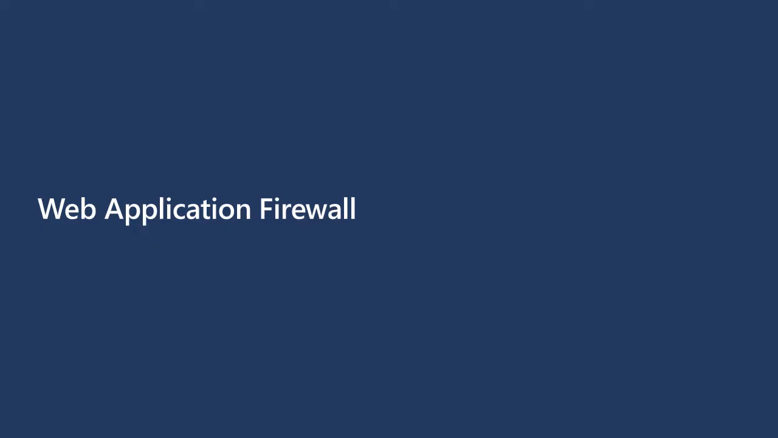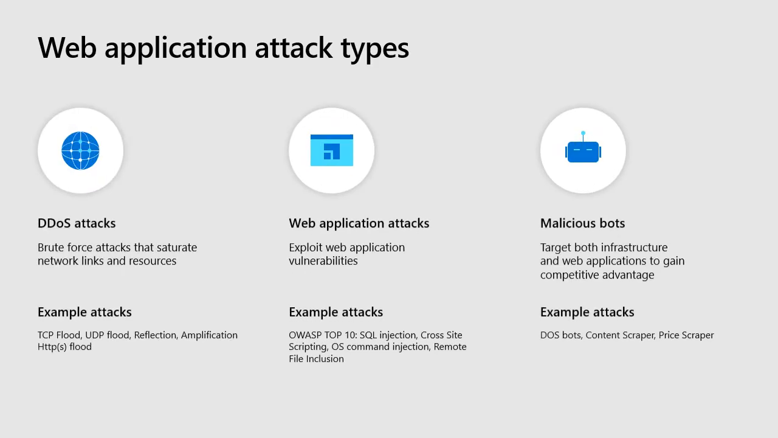Well, let's take a look at one of the components here, which is called the Web Application Firewall, or what we commonly know as WAF. Now, before we talk about WAF, we have to understand what are the different external attack types or internal attack types that typically happen to web applications. The first that we are most familiar with perhaps is DDoS attacks. These are usually brute force attacks that saturate network links and resources, simply overwhelming the network or the resources of a particular web application to the point that the application will no longer be able to respond.